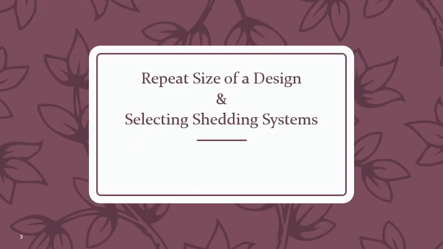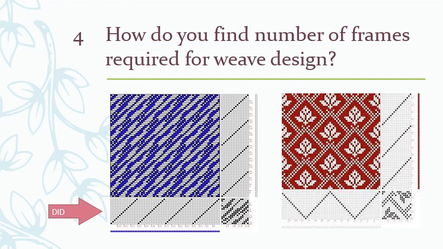So let's first talk about the repeat size of a design and how we can select the shading system. Here you can see two designs. On the left you can see a blue design. Something seamless repeat is being made over here. The blue design is a seamless irregular pattern, and it seems continuous without any notion of the repeat.